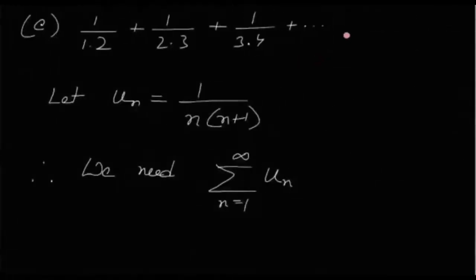So this thing, right? We have to check whether it is less than 1 or not. So let un be the general term. It's 1 by n into n plus 1. So we need to find the value of the series, whether it converges or diverges, and if it converges, whether it is less than 1 or not. So basically we have to find the series, right?